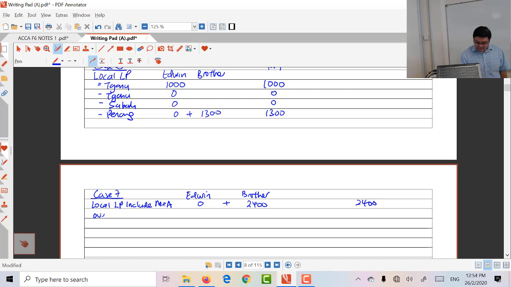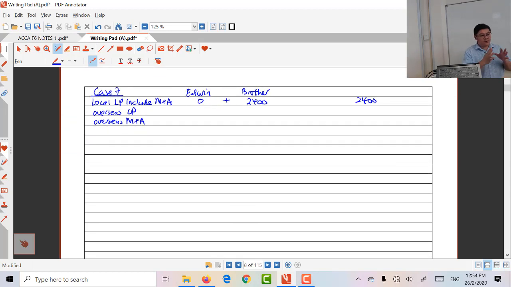Now then you have overseas leave passage as well as the meal and accommodation. Now overseas is only exempted on the passage, not the meal and accommodation. So the overseas passage is 2008 for Edwin. Now, his portion is exempted. The brother's one is not. So it's 2008. The meal and accommodation has no exemption. So it's 1,002 plus 1,002. So it's 2,004. Okay? Now, that's the exemption for leave passages, which is basically on 13.1b.